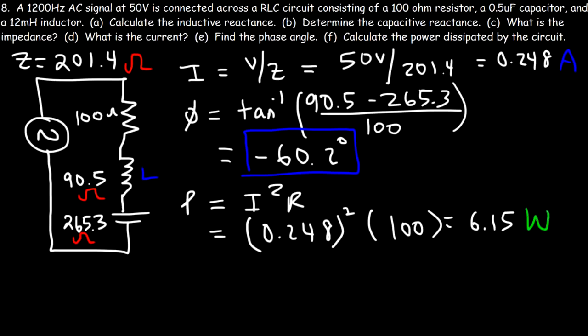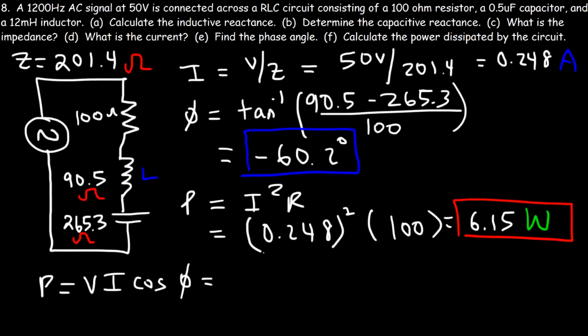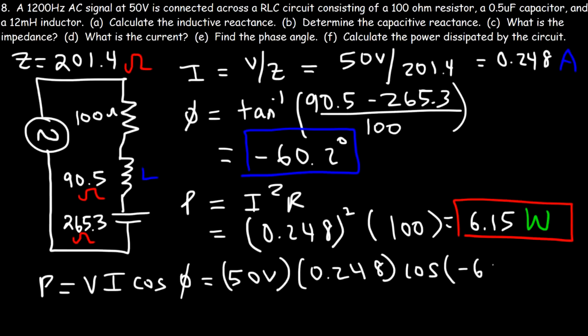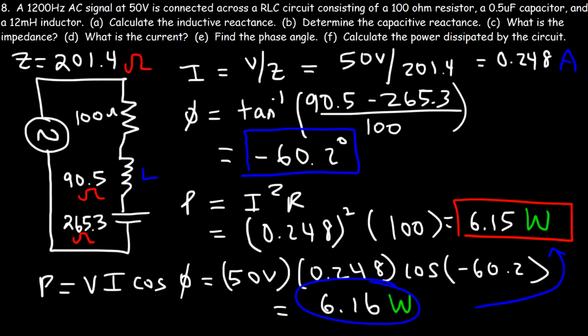Now, just to confirm our answer, just to make sure that it's correct, let's calculate the power using the other equation. If the two answers match, that means that we've done everything correctly. If they don't match, we messed up somewhere. So the RMS voltage is 50 volts. The RMS current is 0.248 amps. And then it's going to be cosine of the phase angle, which is negative 60.2. So 50 times 0.248 times cosine of negative 60.2. That's equal to the same thing, 6.16. Now, the slight difference is due to rounding intermediate answers. So if you plug in the exact answers, these two should be exactly the same. But they're close enough, so that's it for this problem.